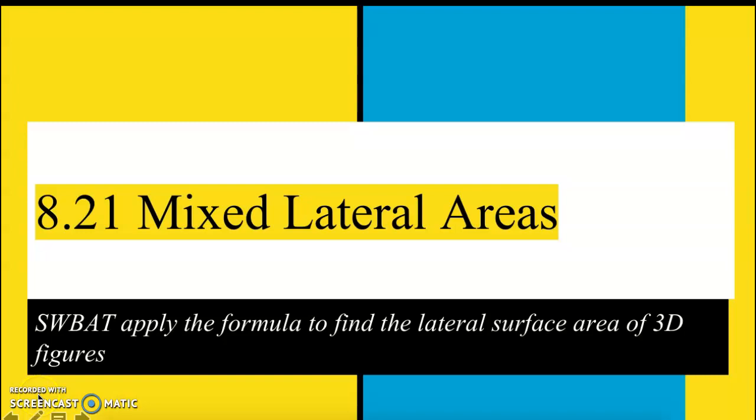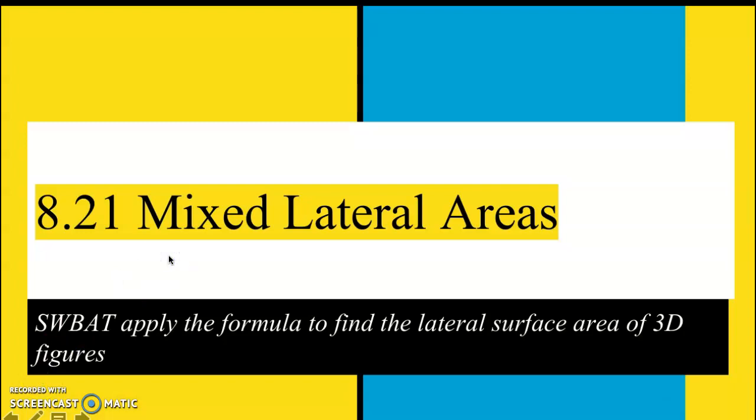So all we're going to focus on today is nothing new. It's going to be mixed lateral areas. So here's the objective. Students will be able to apply the formula to find the lateral surface area of three-dimensional figures. So this is a mixed worksheet. We're going to have cylinders, cones, rectangular prisms, triangular prisms, and kind of just summarizing all those different types we spoke about.